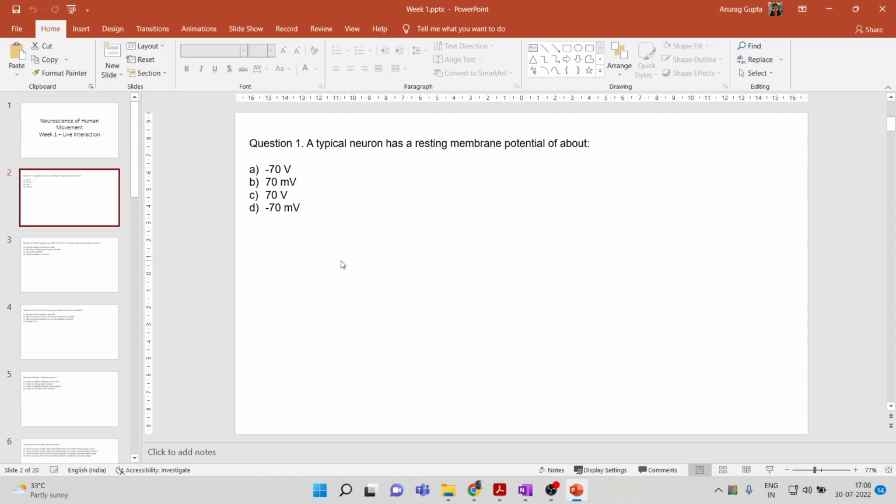Okay, so the first MCQ question is this: a typical neuron has a resting membrane potential of about what? We have four options here. A is minus 70 volts. B is 70 millivolts. C is 70 volts, and D is minus 70 millivolts. You can just type out the answer in the chat box. I'll set a timer for 30 seconds.